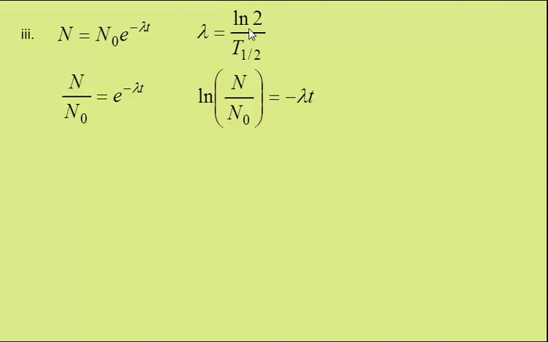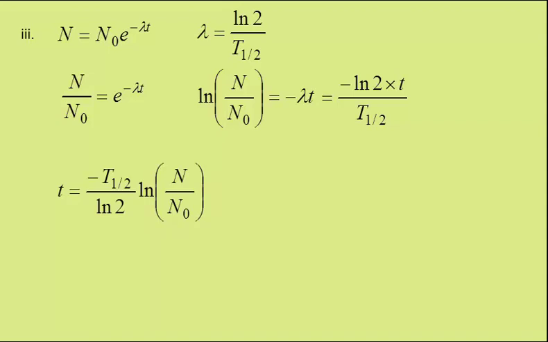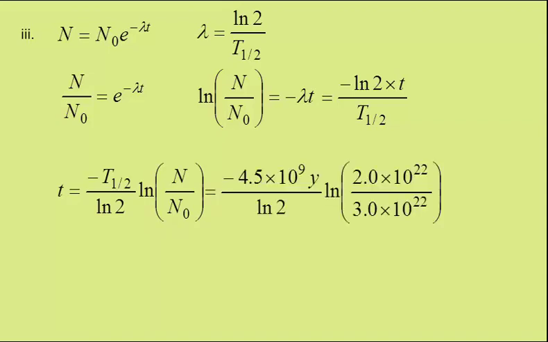Substituting in for this expression for lambda, we get this equaling minus ln 2 times t over t to the half. We can then rearrange for t, putting in the values gives t at 2.6 times 10 to the 9 years.